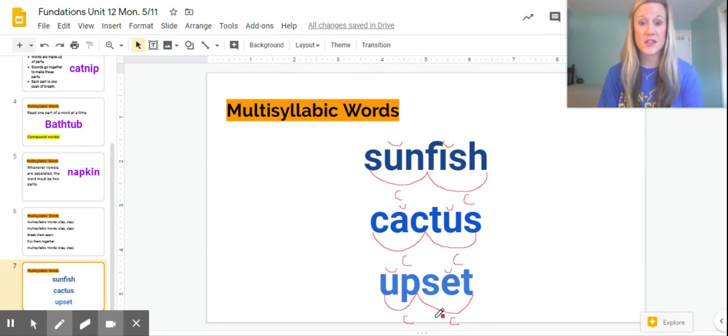All right, friends, so you just learned about multisyllabic words, and that is when you have different parts within the word, and it's each breath. Up, set. And when you have a compound word, that is when you have two normal words that are coming together to make one big word.